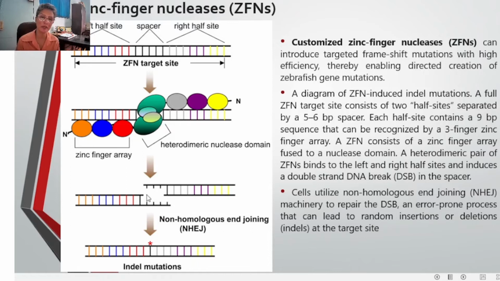Whenever the breakage of the double-stranded DNA molecule occurs, the cell utilizes non-homologous end joining, that is NHEJ, the particular repair mechanism of the cell itself. After that it is possible to get random insertions or deletions, known as indels, at the target site. So we can insert or delete a gene of our interest at this spacer site of the double-stranded DNA molecule.